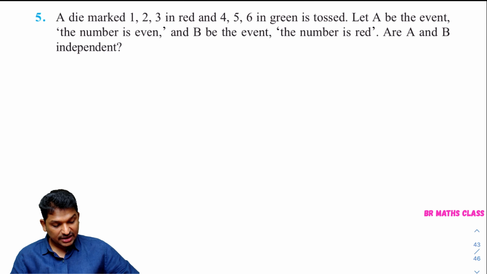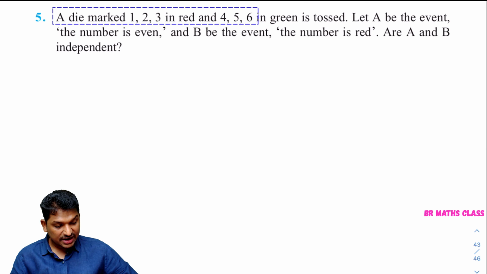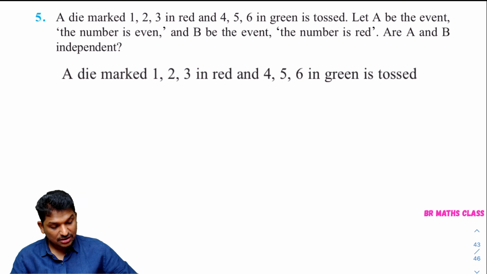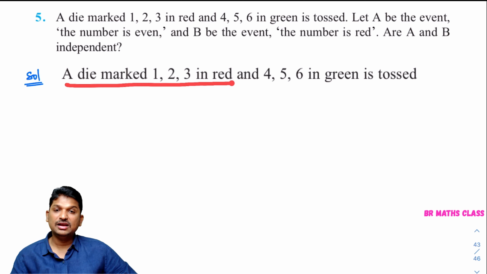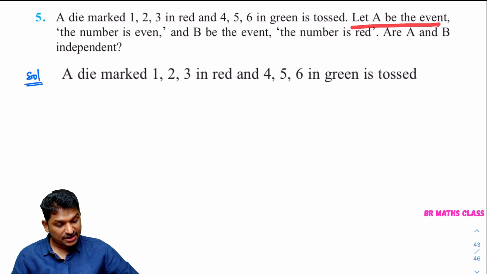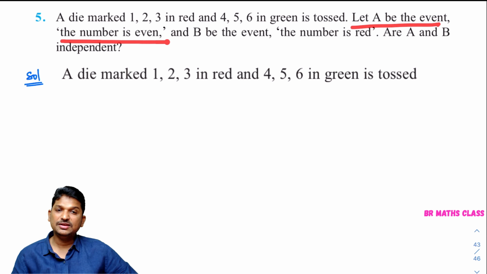What is the random experiment? A die marked 1, 2, 3 in red and 4, 5, 6 in green is tossed. Random experiment: a die marked 1, 2, 3 in red color, red 1, red 2, red 3, and 4, 5, 6 in green color, green 4, green 5, green 6, like that they are marked, and that die is tossed. A is the event that the number is even. Actually, here one die is rolled, right?